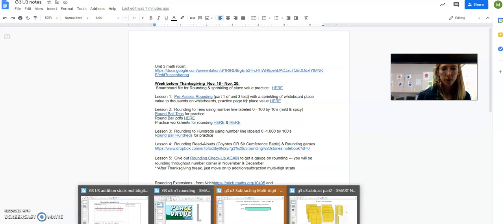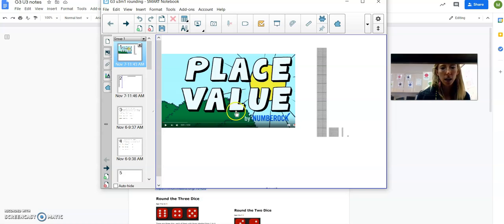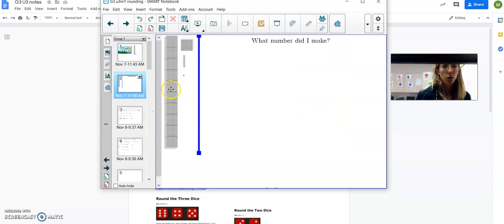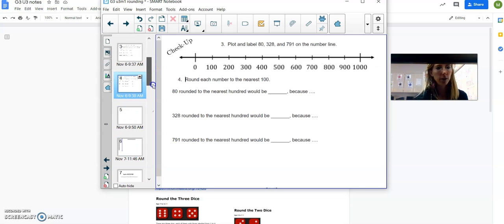On the Smartboard file for rounding, it looks like this. There's the place value rock song that they may have listened to in grade 2. And then here's what we're looking at: ones, tens, hundreds, and now we have thousands. So now you're pulling over a number and making it, and they're writing down that number on their whiteboard. And then you get into the first lesson. There's the checkup. Okay, so that's the first lesson.